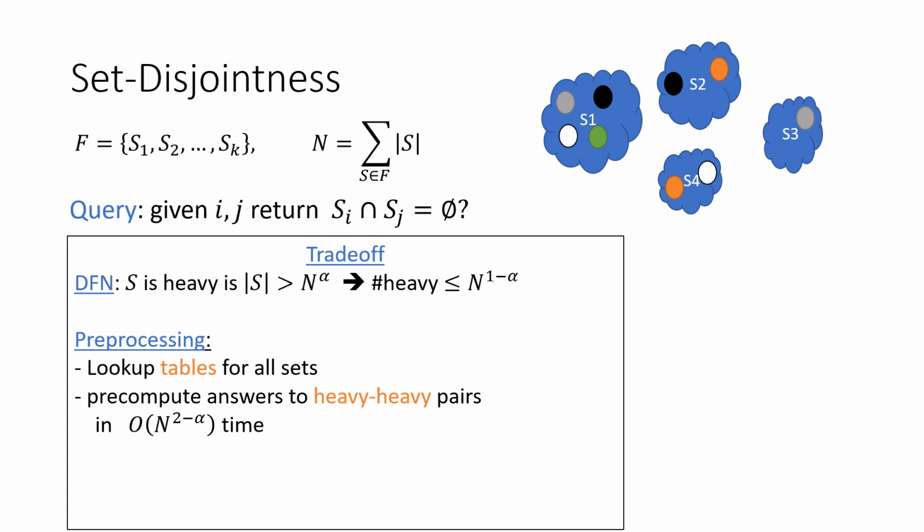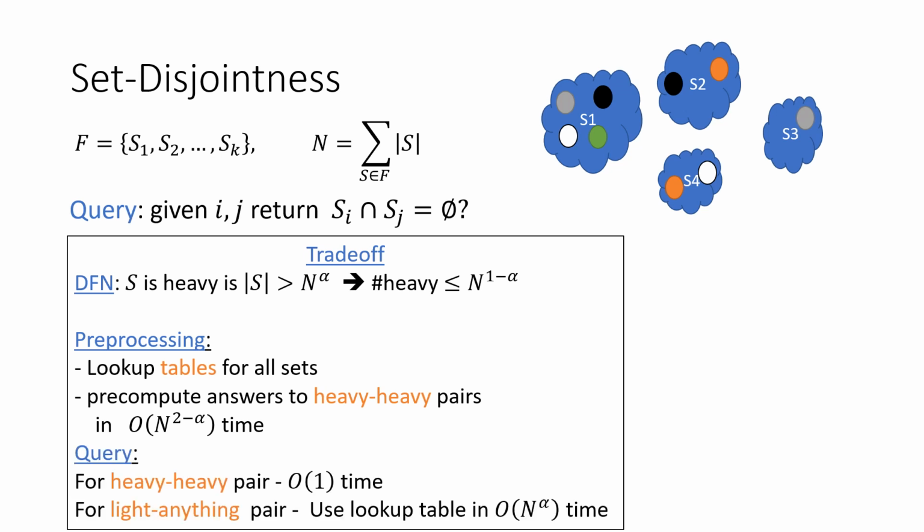For the preprocessing phase, we apply the preprocessing of the table data structure, which costs linear time, and we also apply the preprocessing of the oracle algorithm, but this time only for pairs of heavy sets. By restricting ourselves to pairs of heavy sets, the preprocessing time becomes order of N to the 2 minus alpha. For the query algorithm, if the two sets are heavy, then we apply the oracle query algorithm since we have pre-stored the answer. If at least one of the sets is light, then we apply the table query algorithm by scanning all of the elements in the light set and using the lookup table of the other set.